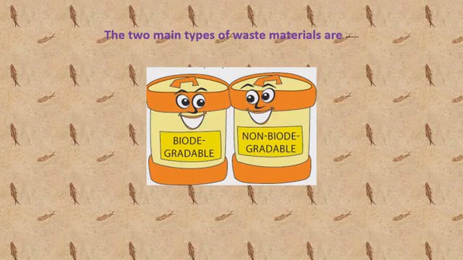Next, children, see the two main types of waste materials. Do you know what they are? The first one is biodegradable waste. The second one is non-biodegradable waste. What are these, biodegradable and non-biodegradable? We'll see.